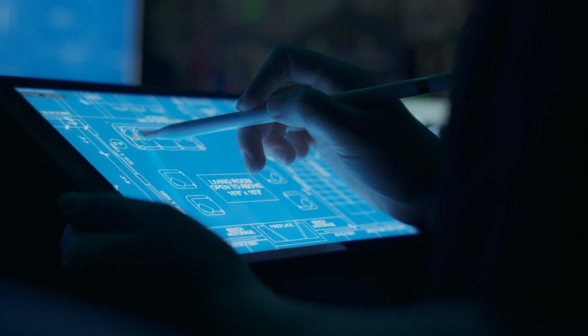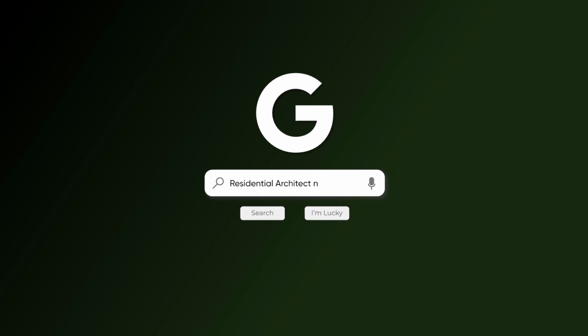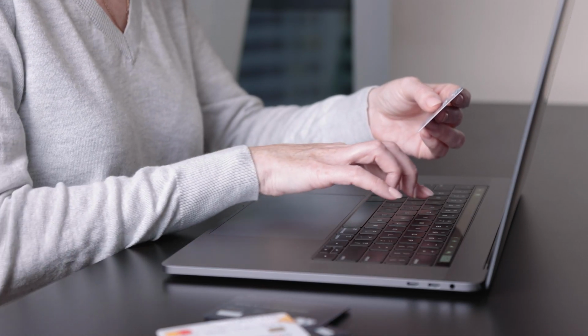So what is a keyword? A keyword is a term someone uses to find information on Google. For instance, if a homeowner is looking for a residential architect, they may type something like residential architect or residential architect near me. If you run an engineering company looking to attract other businesses who want to purchase your services, they may type something like civil engineers in Atlanta.